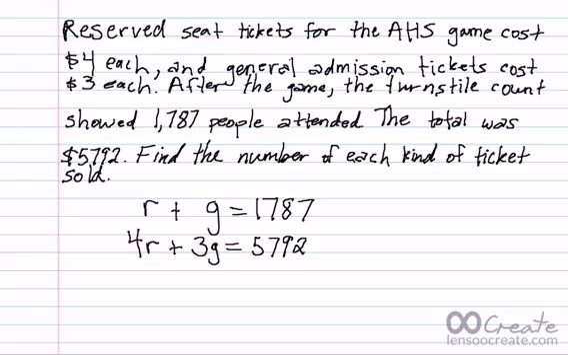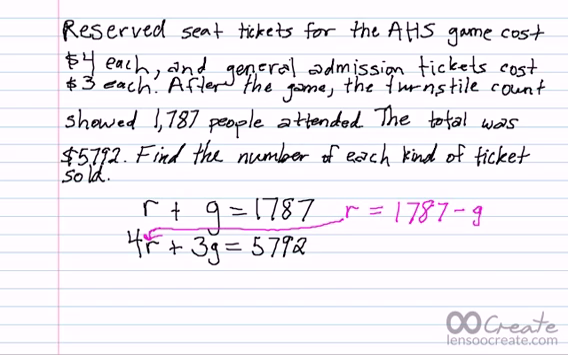We can solve it by any method. I'm just going to use substitution, because we can easily isolate one of our variables. I'm going to isolate R in the first equation. R equals, well, if I'm solving for R, I'm subtracting G from both sides, so I end up with 1787 minus G. We can use that R and substitute it here.